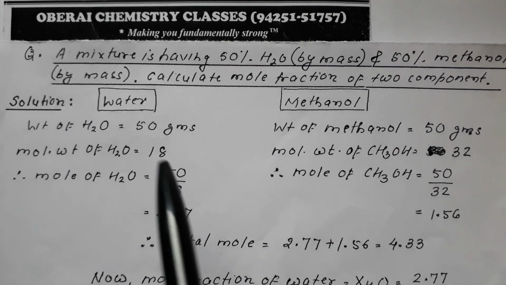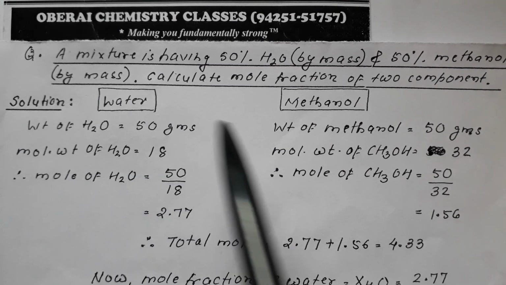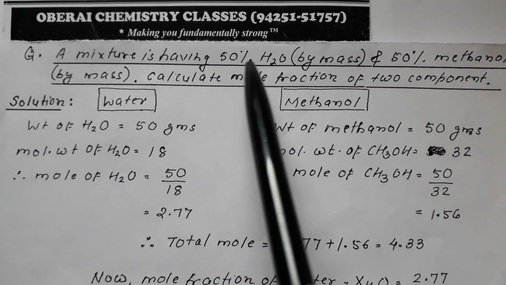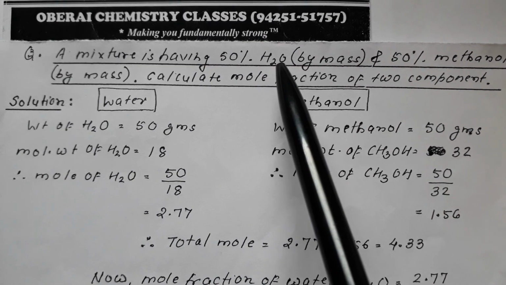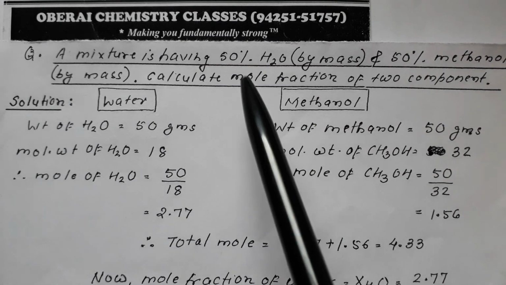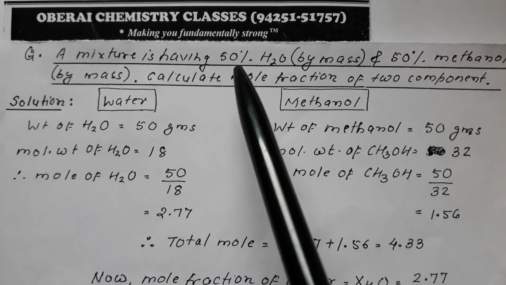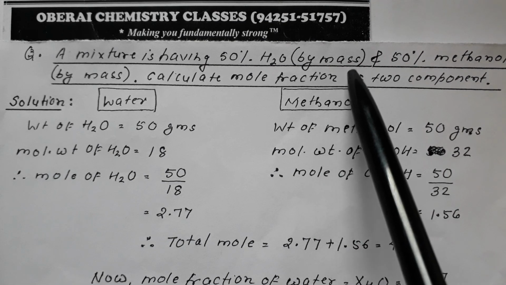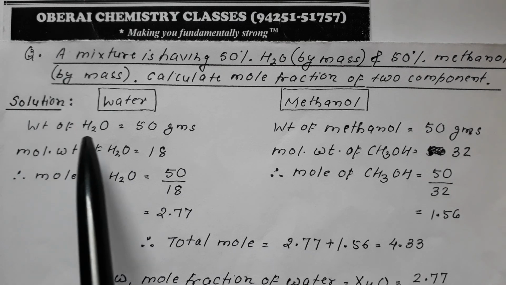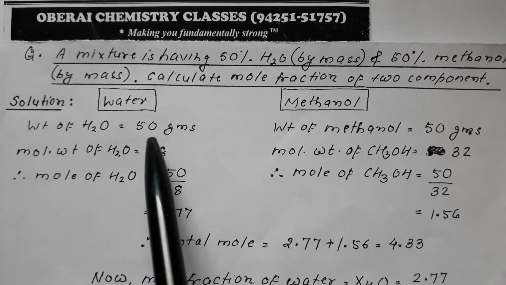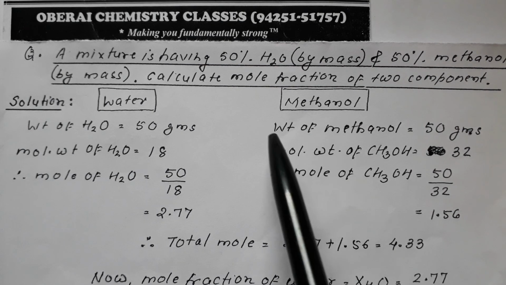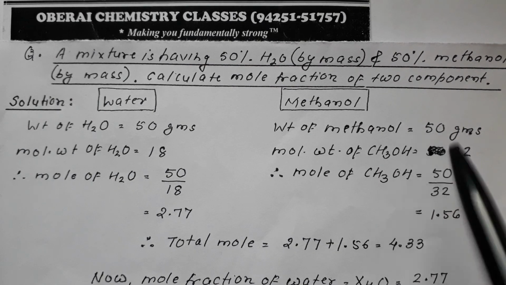In this there are two components, one is water and another is methanol. As given in the question, water is 50% by mass, that is 50 per 100. Since it is given by mass, taking 100 grams of mixture, the weight of the water in the mixture would be 50 grams. Similarly, the weight of the methanol would be 50 grams.